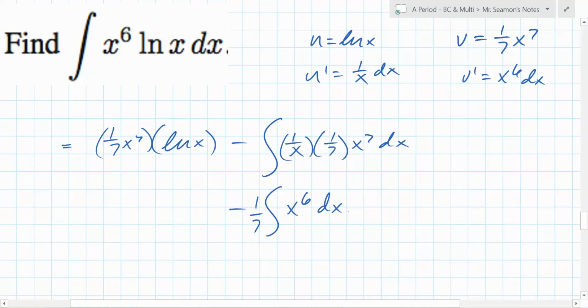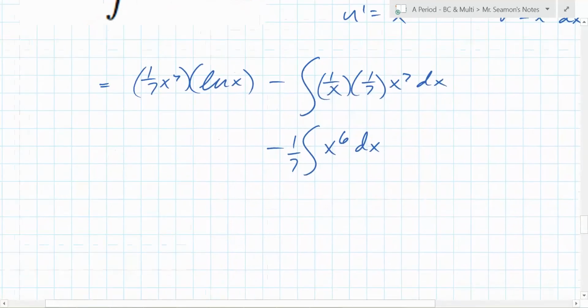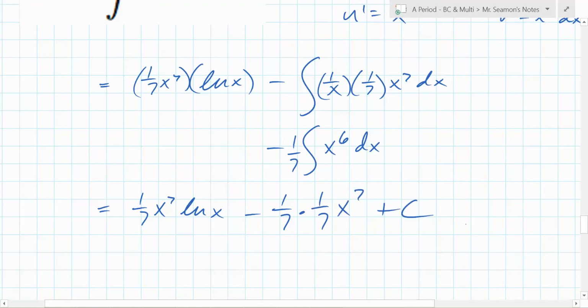And can you just integrate that? Yeah, you suddenly can. So you end up with 1/7 x to the 7th ln x minus 1/7 times what? Done. Look at that. We did it twice.